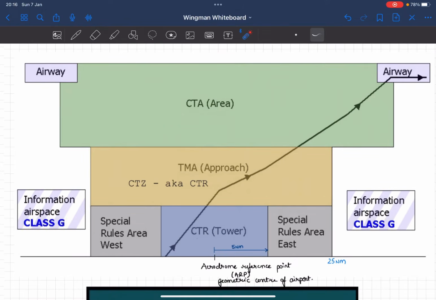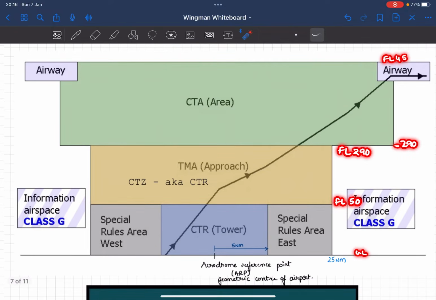Now, we have vertical and horizontal limits to these, firstly. These are hypothetical limits. These change from location to location, area to area, airport to airport. Now, the tower, in our example, let's say has a horizontal limit of 5 nautical miles and a vertical limit of, let's say, ground level to flight level 50. Then we have flight level 50 to flight level 290. And then flight level 290 all the way to flight level 450. Imagine that these are our limits.